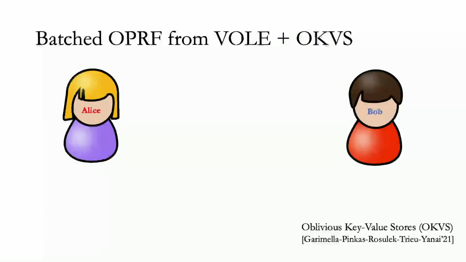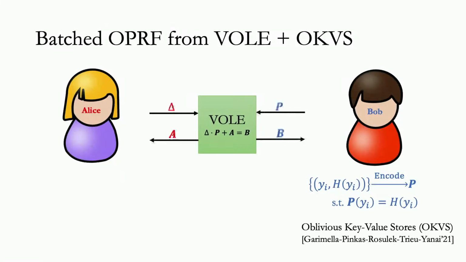It's a data structure where Bob will prepare a bunch of key-value pairs, in the form of yi and h of yi. This is a key, this is a value, and then he can somehow encode this into this OKVS data structure. If you're not familiar with the data structure, you can think of this as a polynomial. This is just a simple polynomial interpolation where if you evaluate this polynomial on yi, it will give you h of yi. That's it. And then the two parties are going to run a VOLE protocol where Alice is going to input a random scalar delta. Bob is going to input this OKVS or polynomial or vector. You can think of a polynomial as a vector of all its coefficients.